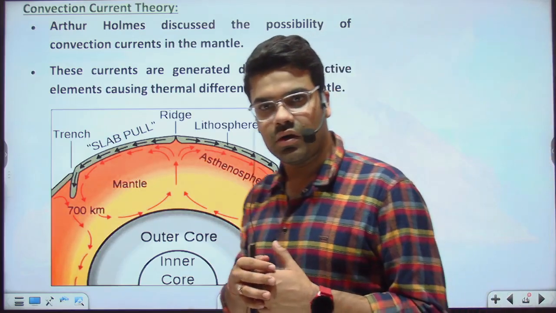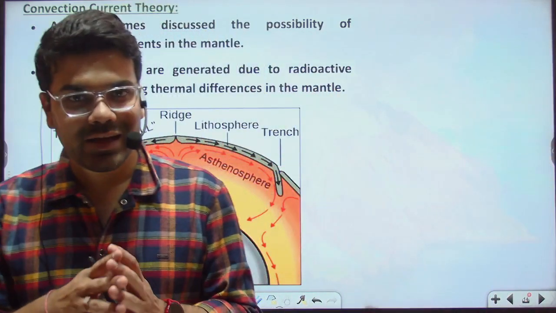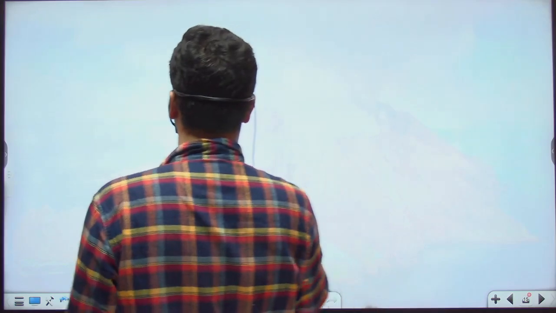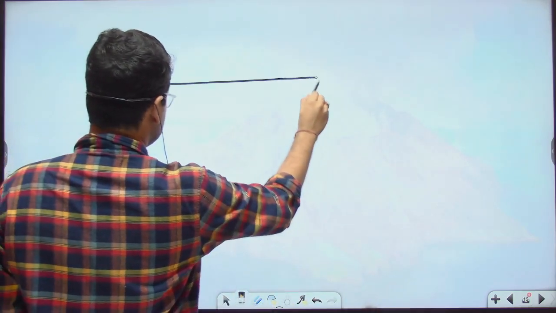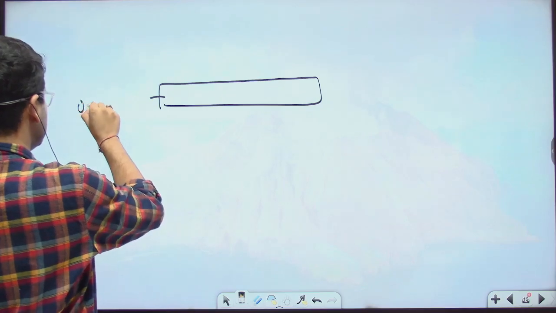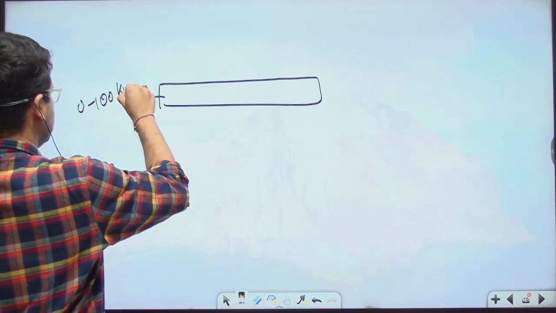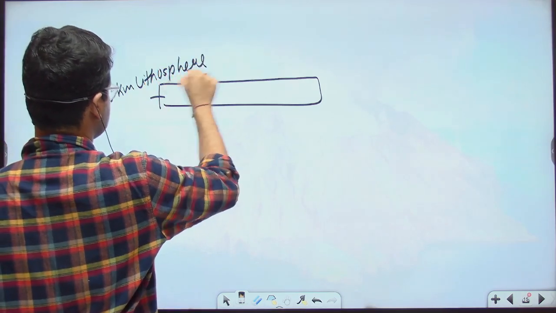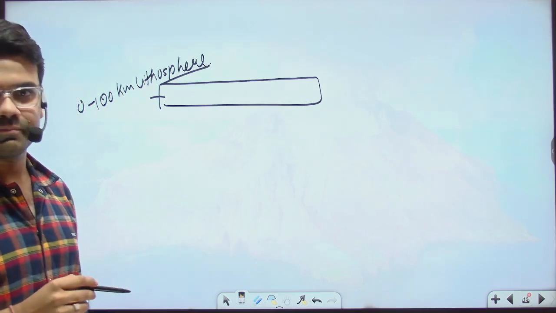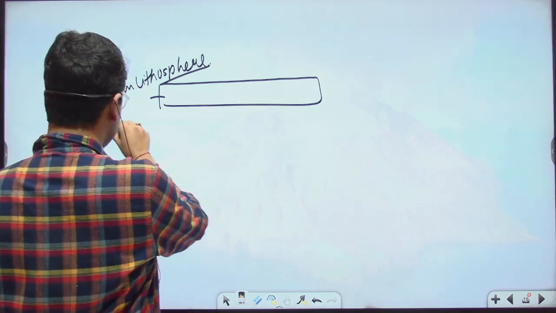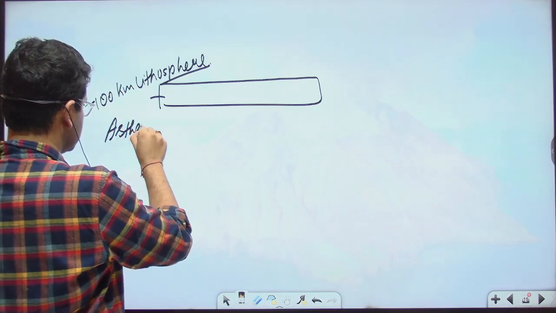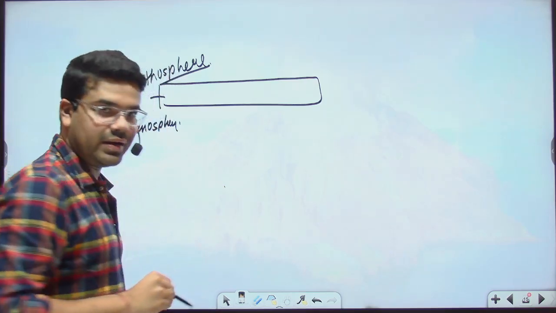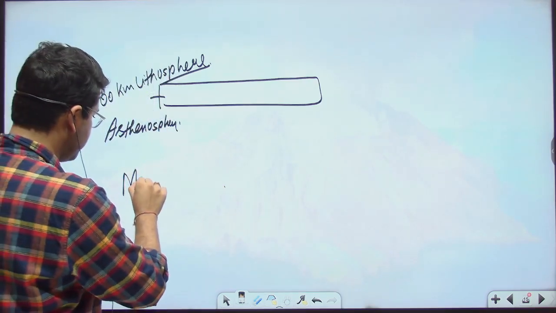Since you might have read about the interior of Earth, how is the interior of Earth? There is a block of 0 to 100 kilometers. We call it the lithosphere block. Okay. Below it we have the asthenosphere. Okay, and here we have the mantle. Beneath it we have the mantle.